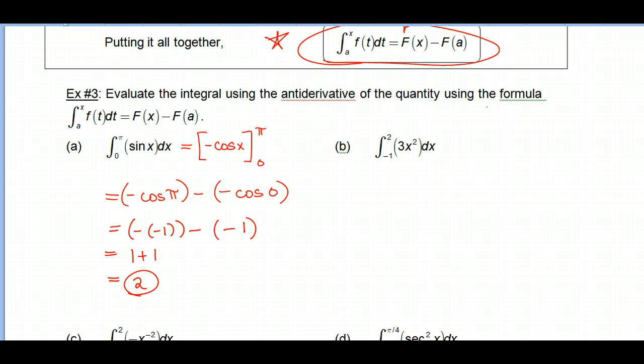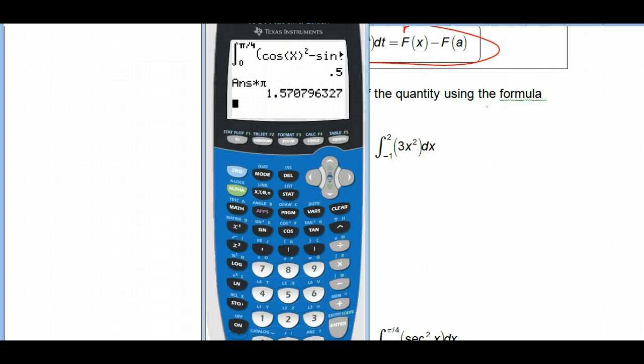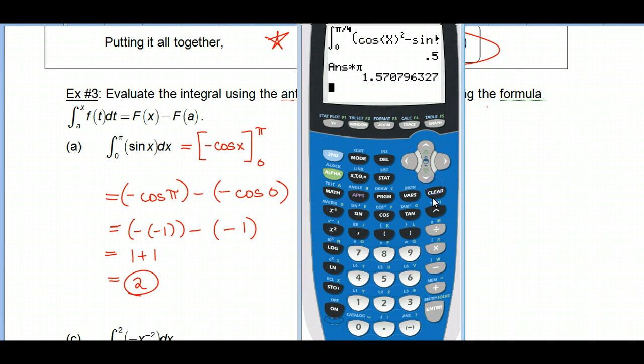Now, we have a way. Should it not be 0? Like if we get 0, shouldn't it be 0? So we have a way that I would like you to remember how to check. Let me just clear this out.